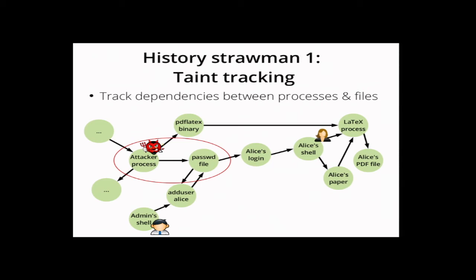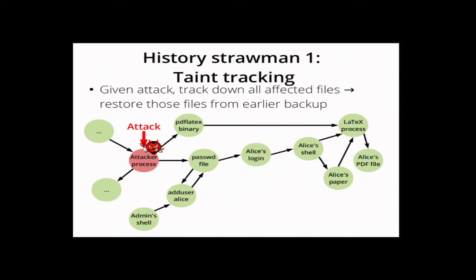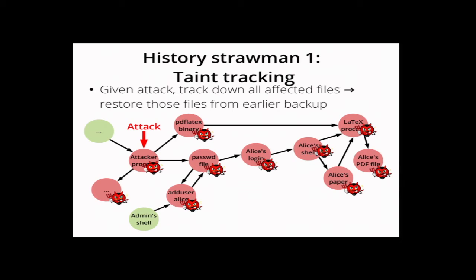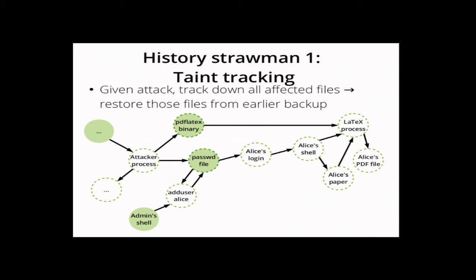Well, once you identify the attack in our history, by using taint tracking, we can track down all of the affected files and processes, and we can just restore those files from an earlier backup. For example, once we identify the attacker process in our history that I mark in red here, by using taint tracking, we can track down all of the affected files and processes in our history, and we can just restore those affected files with an earlier backup, namely the PDF binary and the password file.